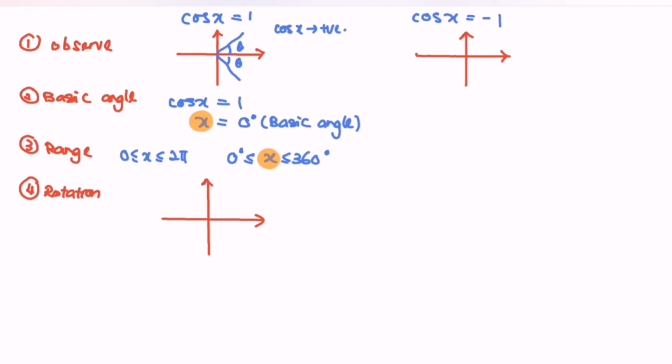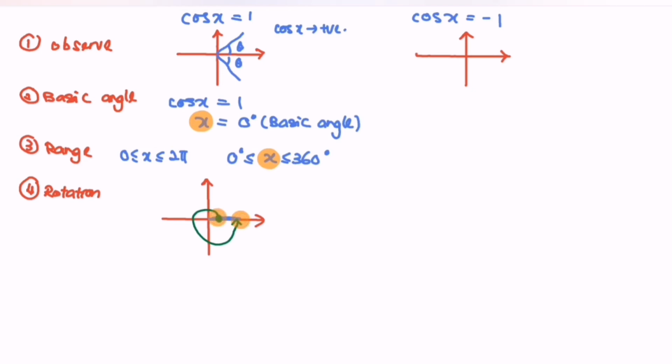Step number 4, the diagram and the rotation. Now I'm going to illustrate the situation where we have observed the first and the fourth quadrant. Second one will be the basic angle. The basic angle is 0, so my basic angle will be located in between the first and the fourth quadrant. The range will be 0 until 360 degree, so 0 will be the starting point until 360. In here we have 2 points of intersection.